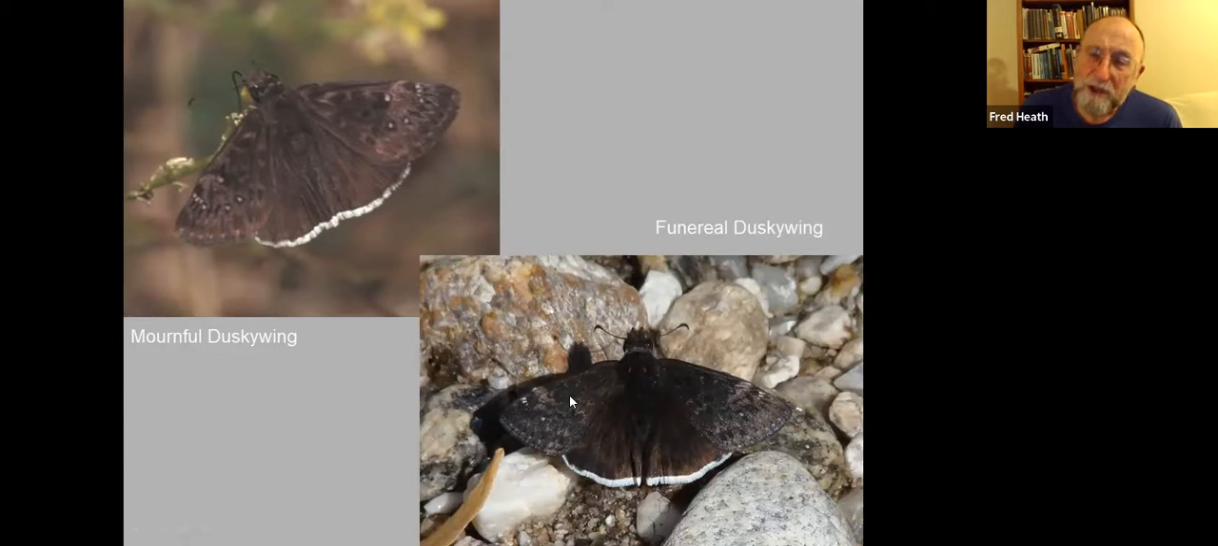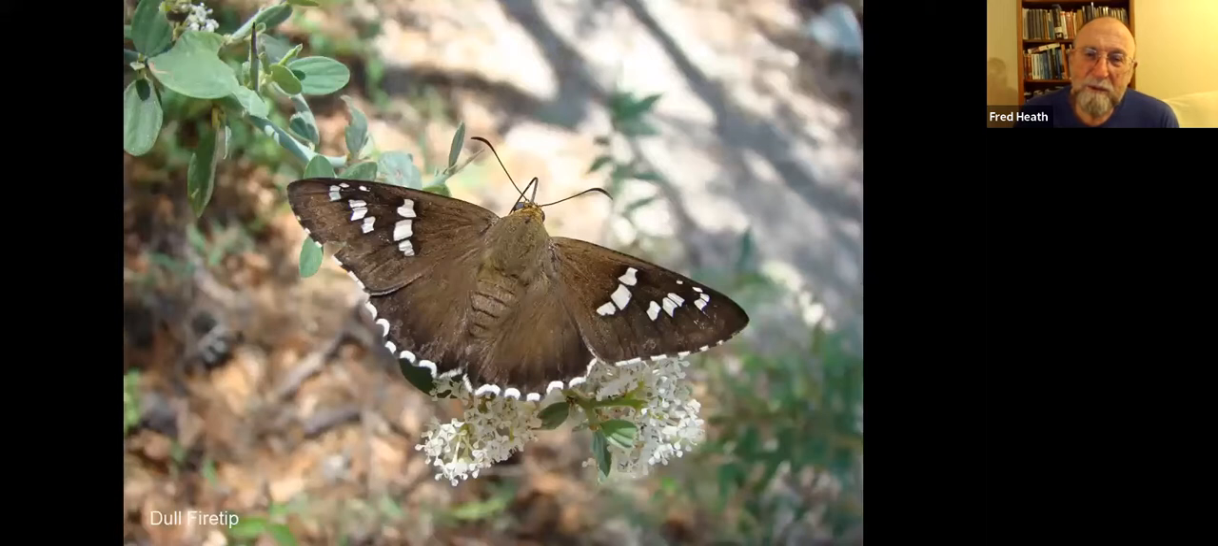And so when you see something, and these would obviously be skippers to you, and it's got a little hook on it, then you know you're getting close to the family. One of my favorites is this big guy. This is our biggest skipper. It's called a dull firetip, and it's really bright, stands out. Those white patches are actually see-through, translucent things.